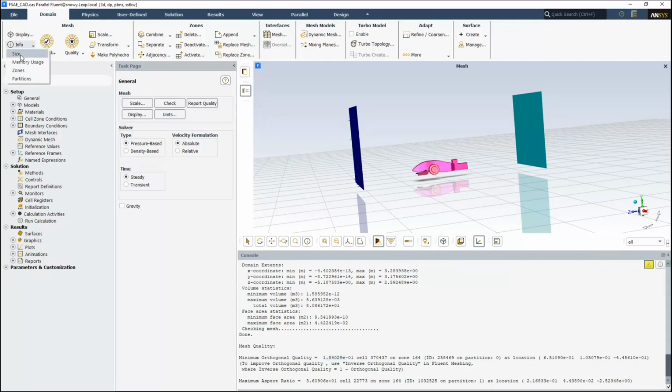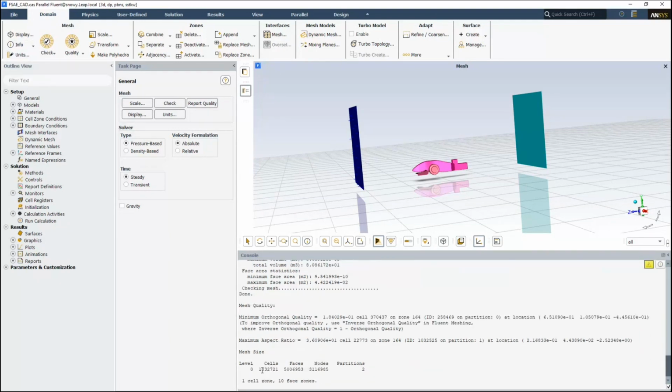Let's look at the size of the mesh, see how many elements we're actually looking at. So we're looking at just over 1 million cells. Okay, so quite a small mesh for an analysis like this, but it's just a representative one for us to get a simulation run today.